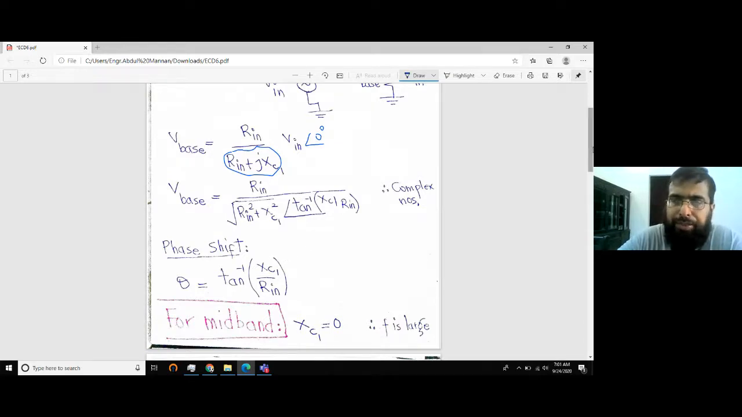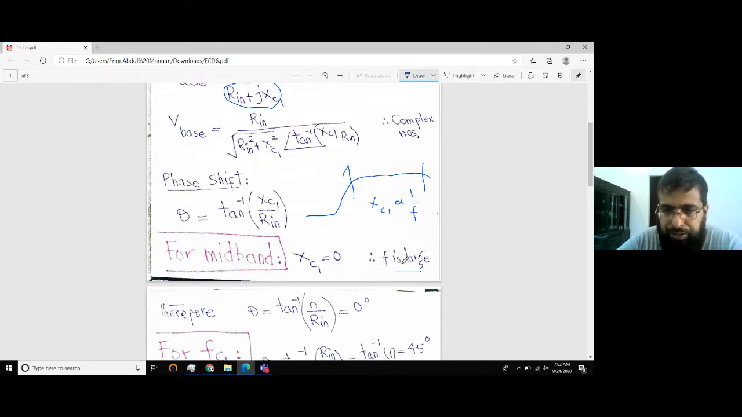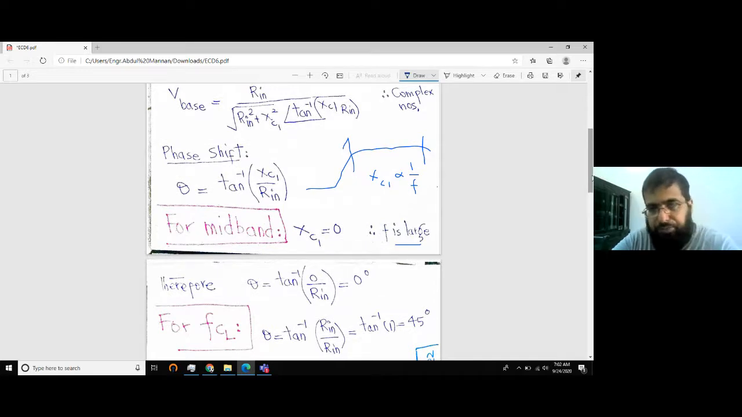Right. So let's see what the numerical value of this theta is when we have F very large, in midband. For midband frequencies, F is very large. Since XC1 is inversely proportional to F, if F is large, XC1 has to be small. As F tends to infinity, XC1 tends to 0. So a very small capacitive reactance divided by Rin gives us a result very close to 0. And we know that the inverse tangent of 0 is 0. So we have 0 degrees phase shift. That is amazing. That is superb. That is what we want.